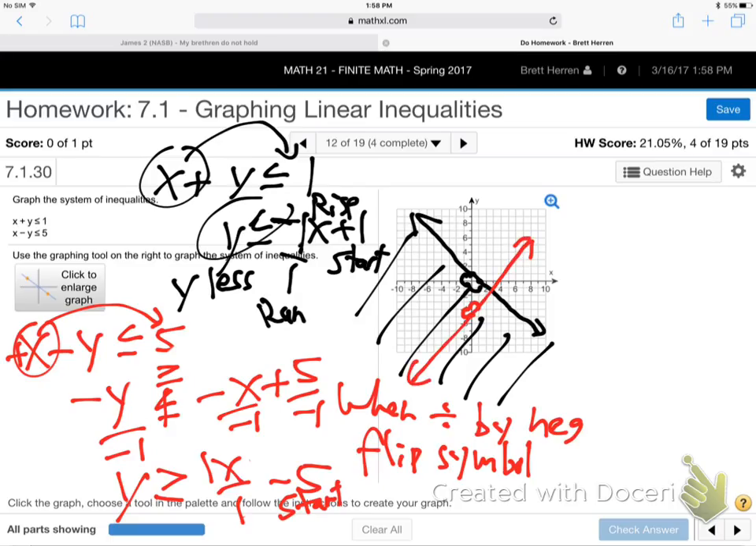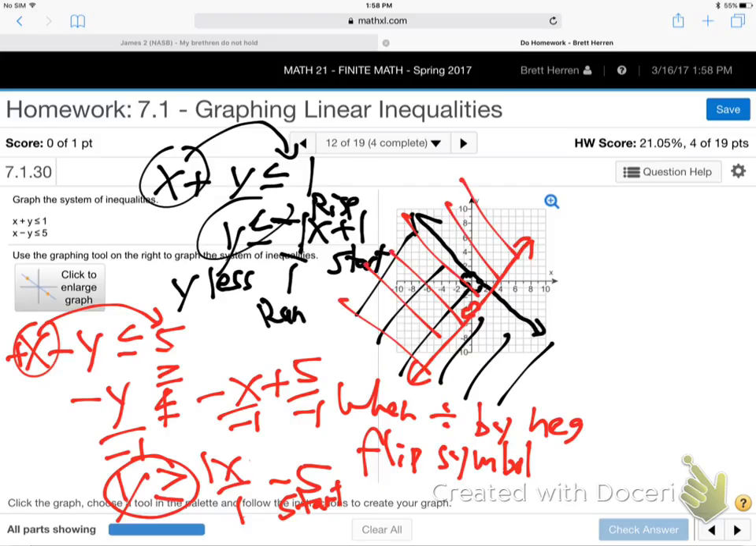Pretty good with that? Right, so I started at down 5. I went up 1 over 1. Connect the two dots. Now, are we shading above or below that red line? Above is greater than. You look at the very final statement of the y, because that's when y is alone. And it says greater, so we're going to shade above it.